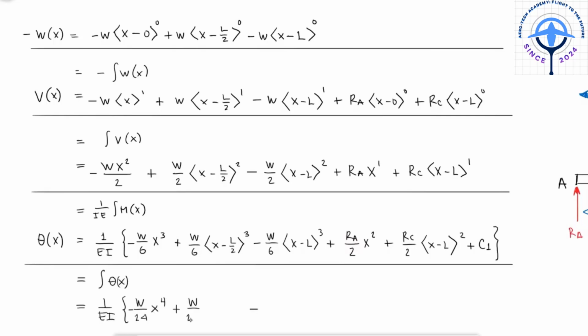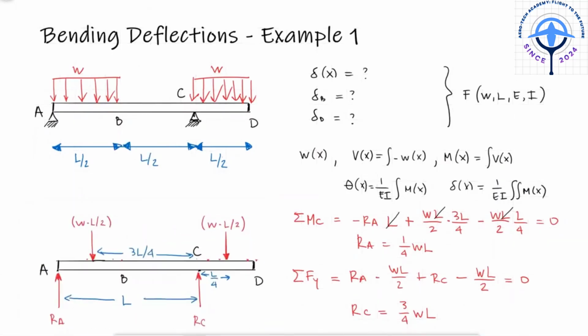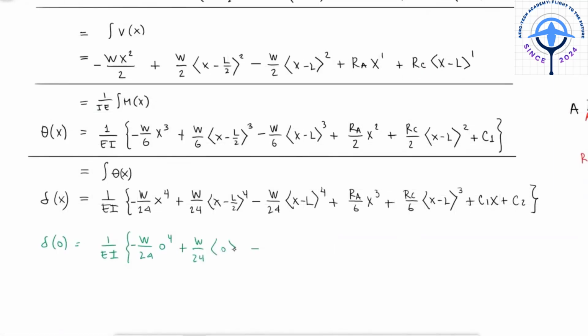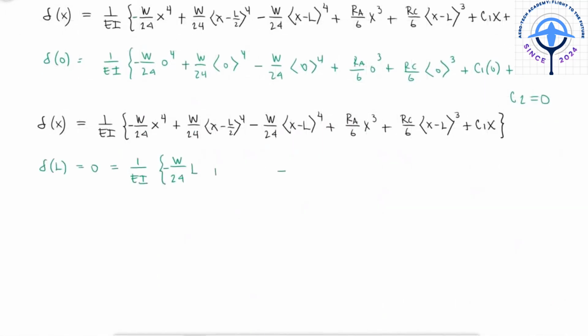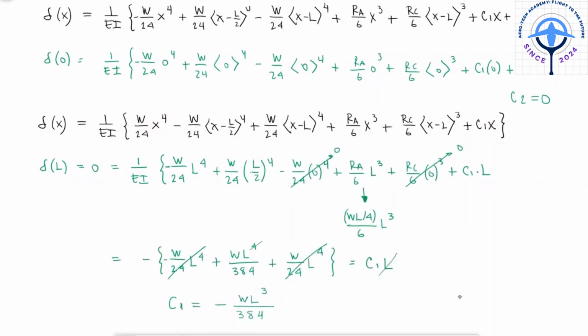We integrate once more to find the deflection of the beam function. The 2 boundary conditions I'll use in this case are that the deflections at A and C are 0, since the beam cannot move up or down at those 2 points, which means that the deflection at 0 and the deflection at L are both 0. Using the first boundary condition, we find that C2 is equal to 0. And with the second boundary condition, we find that C1 is equal to minus 1 over 384 WL cubed.